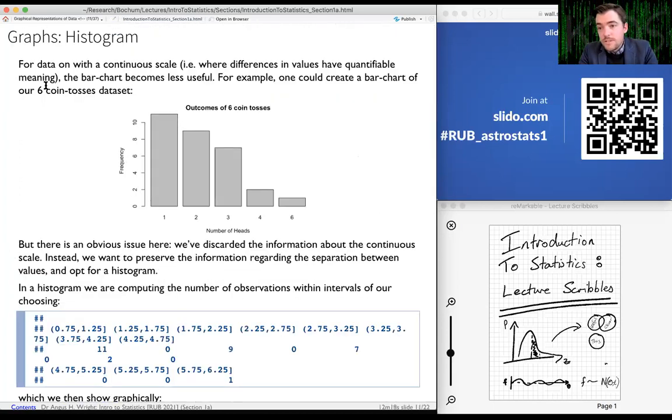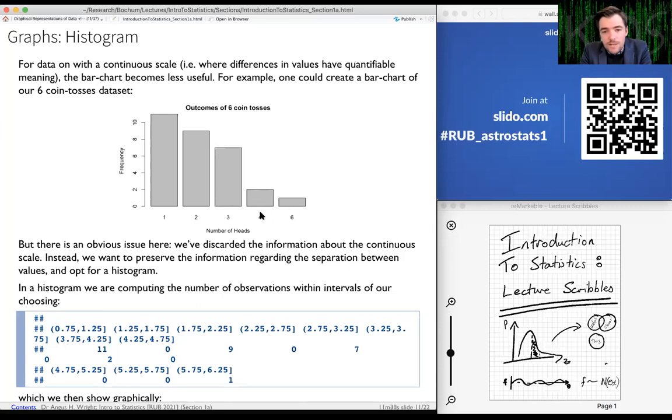If we don't have qualitative data, or rather we don't have data that sits on a nominal or ordinal scale, if instead we have continuous scale data, using the bar chart becomes kind of less useful. And the reason for that is because when we have continuous scale data, the X value means something, and the differences between the X values mean something. So for example, if we go back to our coin tossing data set and we plot the bar chart of the outcomes of our coin tosses, then we see, okay, this is probably not a very good coin because it seems to be producing fewer heads overall than you might expect from random chance.